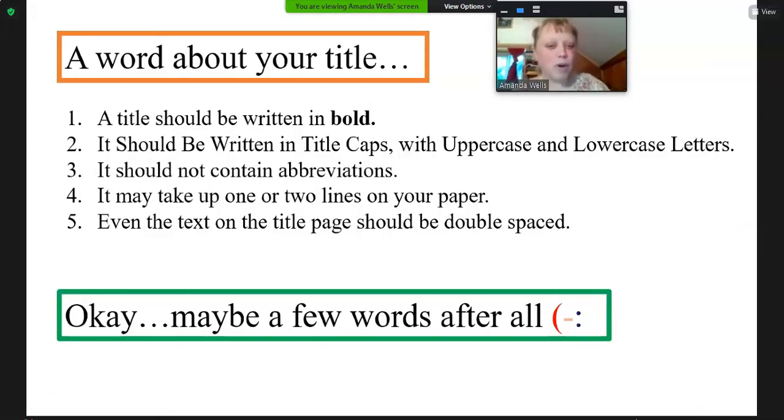Anyway, so what I just said is pretty much what's all on this slide here. But a couple of interesting things that I haven't mentioned yet is don't put in any abbreviations in your title. And your title can take up to 2 lines on your paper. So if it's a long title, don't worry about it. As long as it's 2 lines or less, you're good. And everything, all the text on your title page, needs to be double spaced.